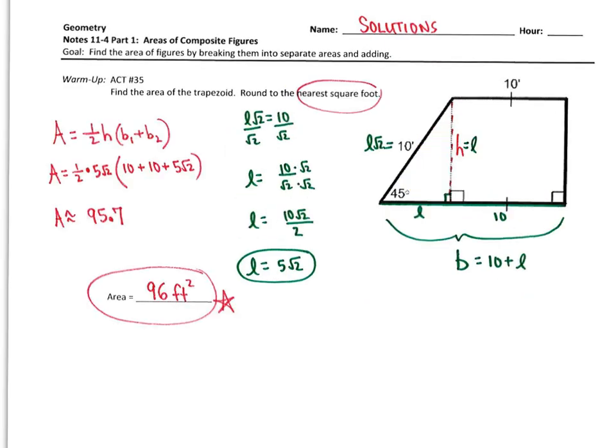So the answer for area rounded to the nearest tenth of a foot is 95.7. However, the question asks us to round to the nearest square foot. So our final answer is 96 square feet. Whether we use the area of a trapezoid formula, which I did, or you could have used the area of a triangle plus the area of a rectangle. Now let's get into today's lesson.